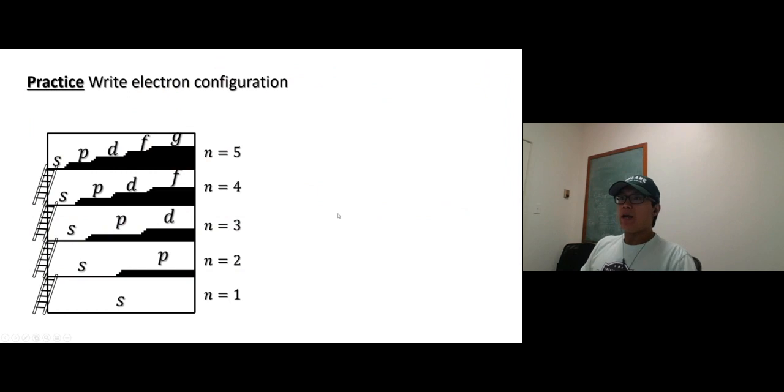All right, write an electron configuration. Do it by yourself first and check with me. Okay, all right. So hydrogen's atomic number is 1, which means 1 proton and 1 electron.